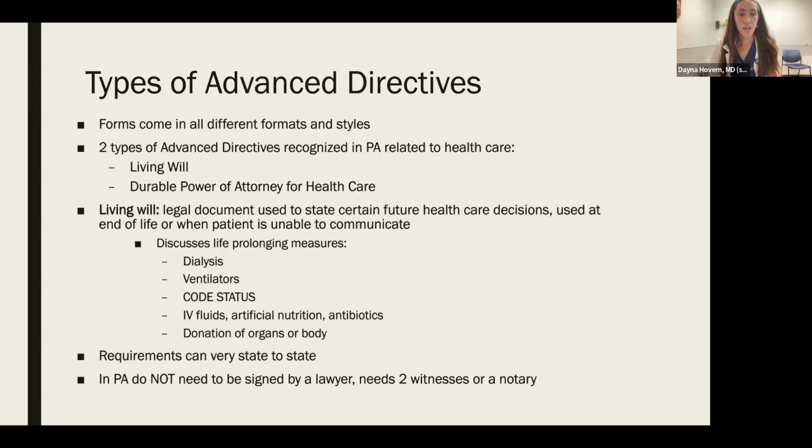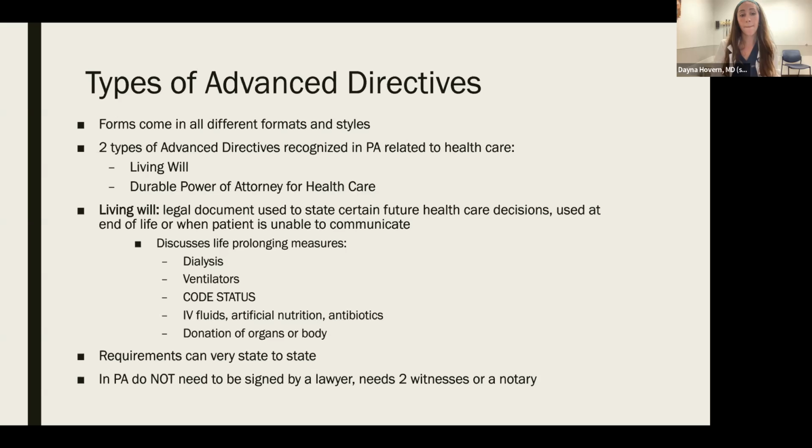So there are two types of advance directives that we talked about. The one being the living will, that's where you would outline the medical therapies you would want to receive or not want to receive. And then the second is the durable power of attorney for healthcare. That's the one where you say, I want this person to make medical decisions for me in the event that I'm not able to communicate for myself. So we'll break this down a little bit further and talk about each of these different types of documentation.